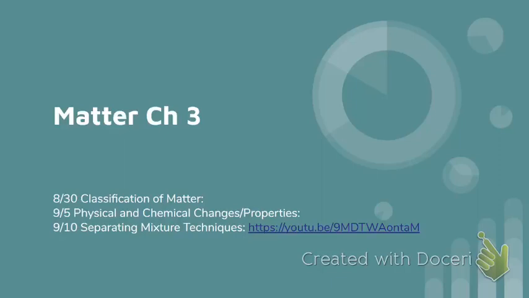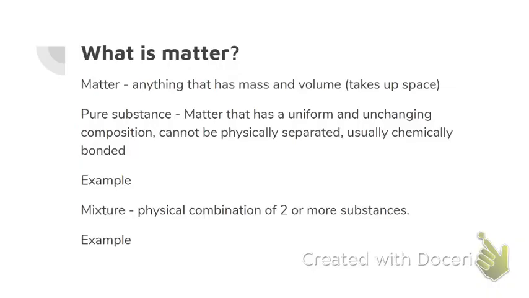All right, so we're going to go over matter, specifically how we classify matter. So what is matter? Matter is anything that has mass or volume, mass and volume. Volume is something that takes up space. When we classify it, we can classify it into two different categories.